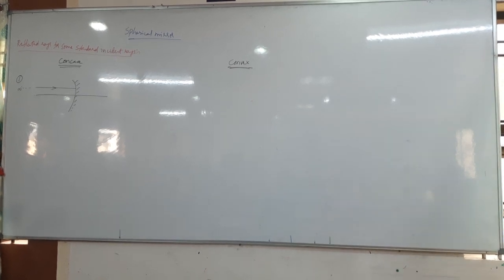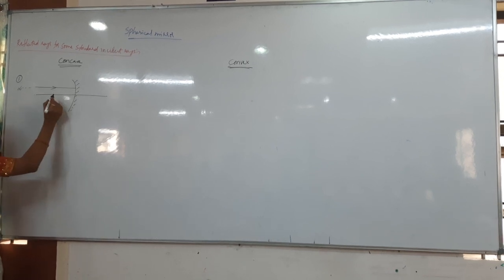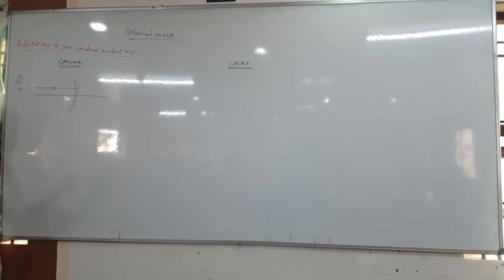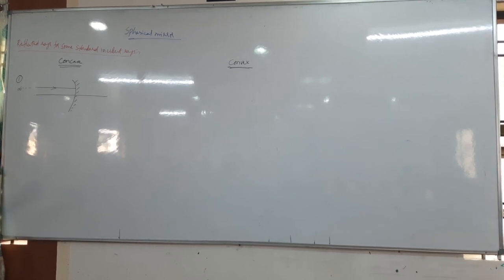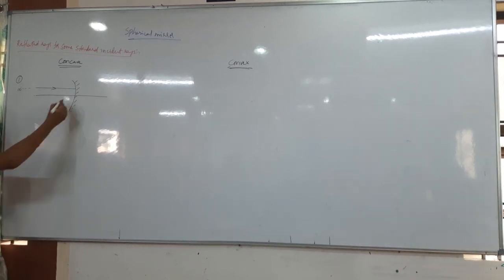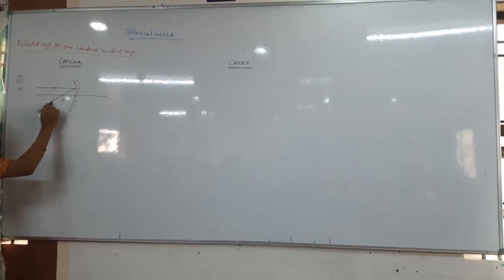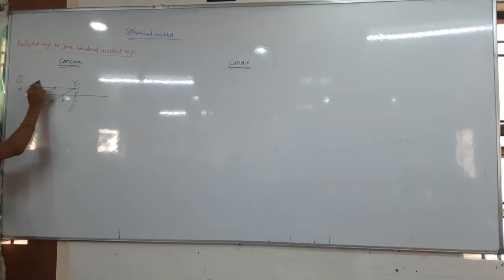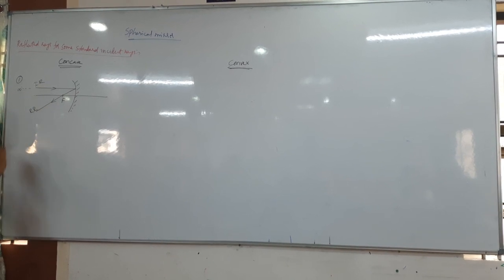Now for the paraxial ray, what happens? The reflected ray will pass through what? I already said this in the converging and diverging diagrams. Focus only, right? For the paraxial rays, the reflected ray will pass through the focus. This will be the focus. This is the incident ray and this is the reflected ray. That is the first type of fixed incident ray.